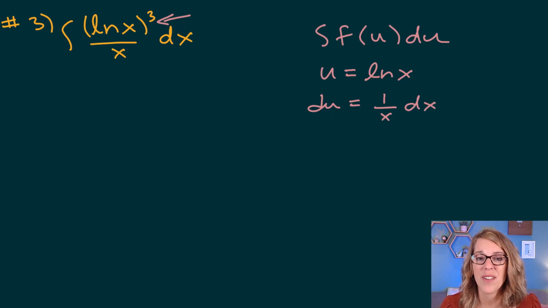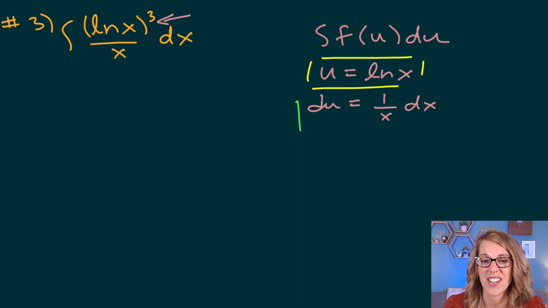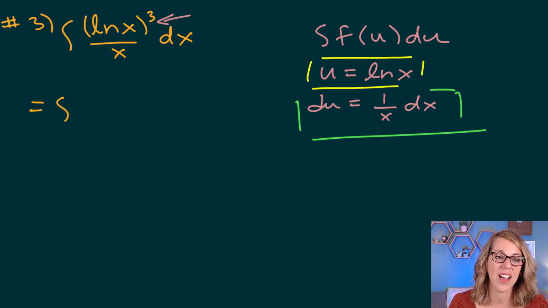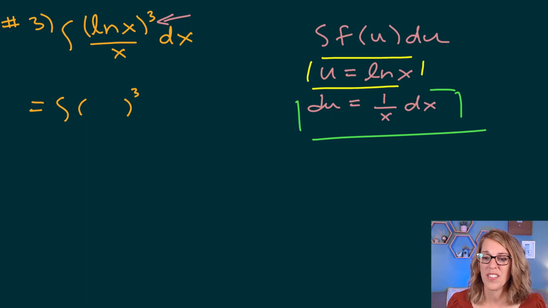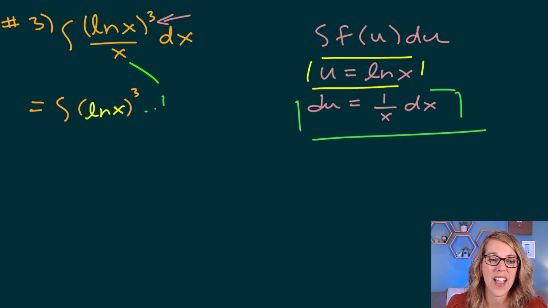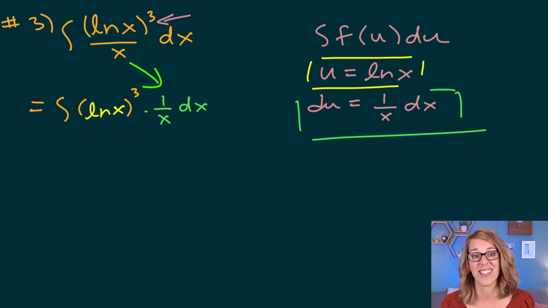I'm going to rewrite this so you can recognize where everything is going to get changed. So this is my du. Okay, so in my original integral, I've got the integral of, I'm going to write this as the natural log cubed. The natural log is going to be my u, and then I'm going to pull out that 1 over x, and I'm going to rewrite that one in green. So that 1 over x dx is going to get replaced with my du.